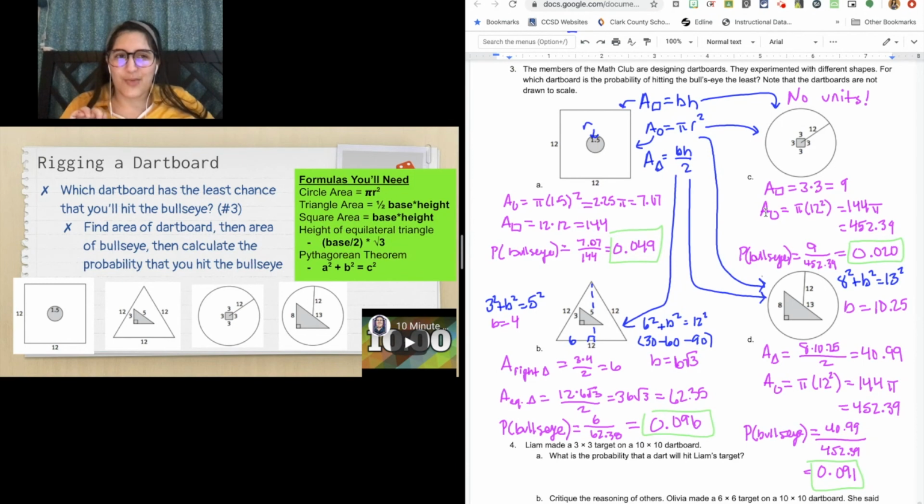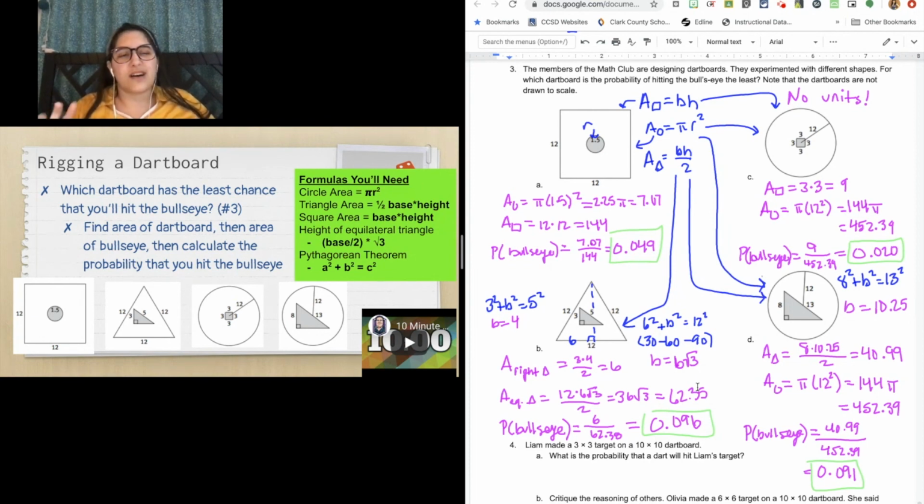Couple of things I want to point out for you here. One is that none of these pictures had units in them. So remember, if you don't have units in the problem, you don't have to give units in the answer, which is why I didn't write any units when I was calculating areas. All right. And then another thing I want to point out to you is that even though the bullseye area in part D looks bigger than the bullseye area in part B, you get a smaller probability.